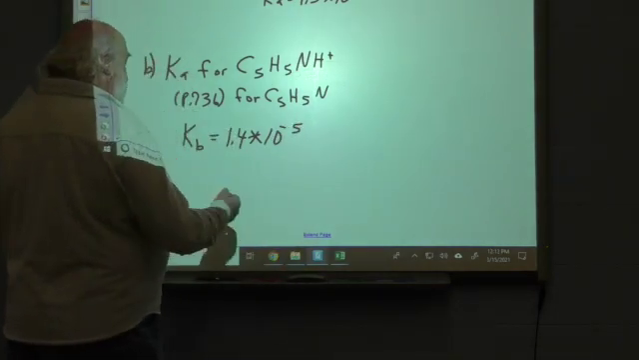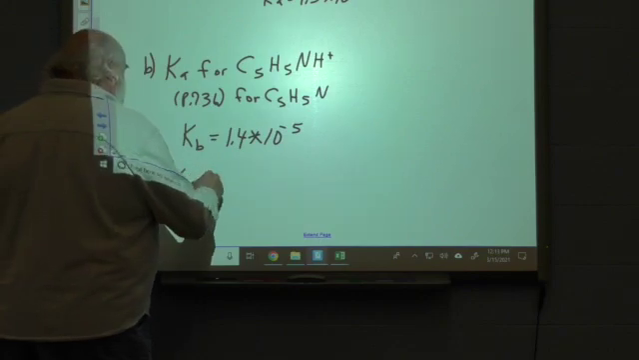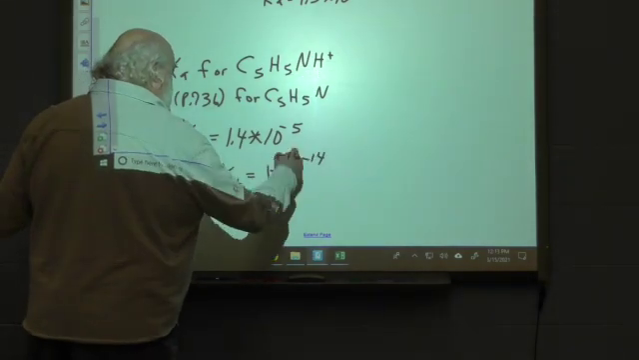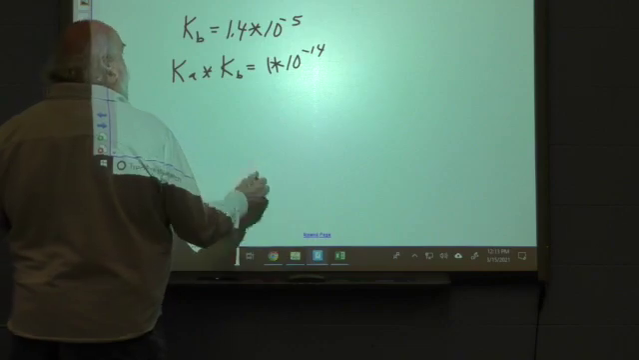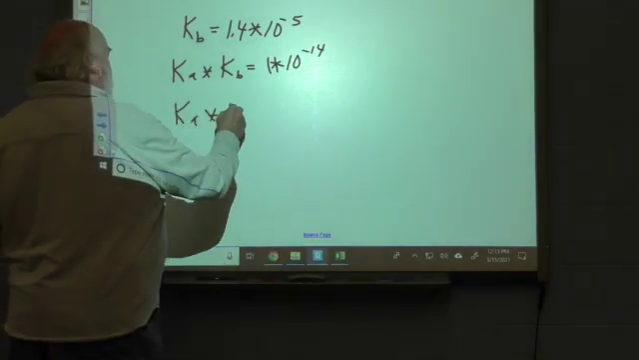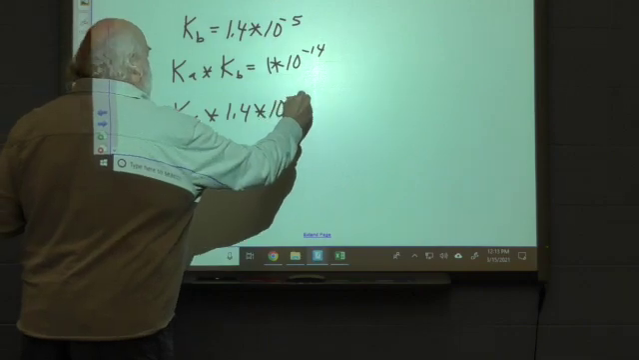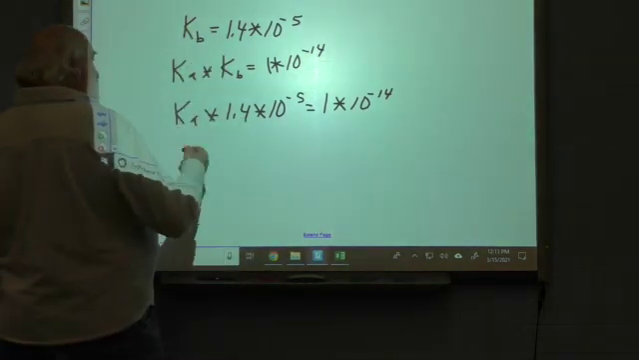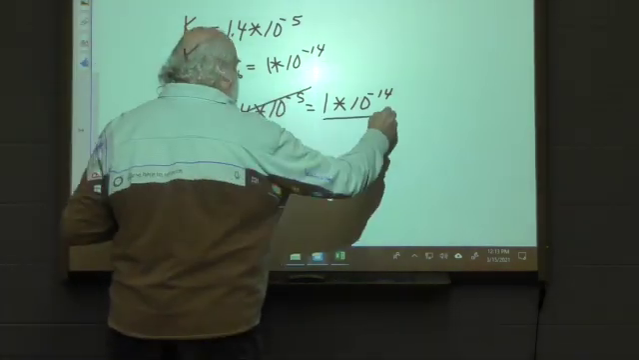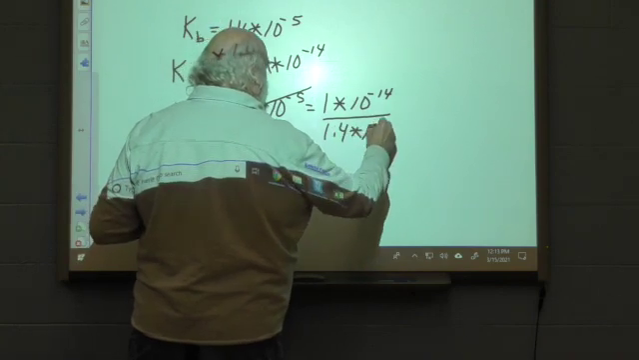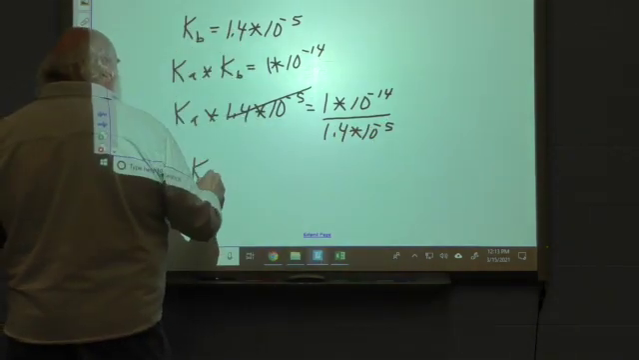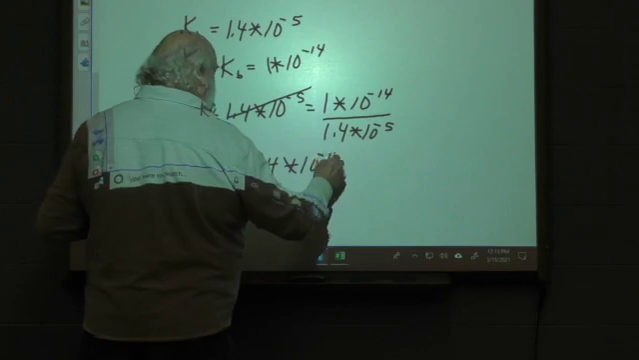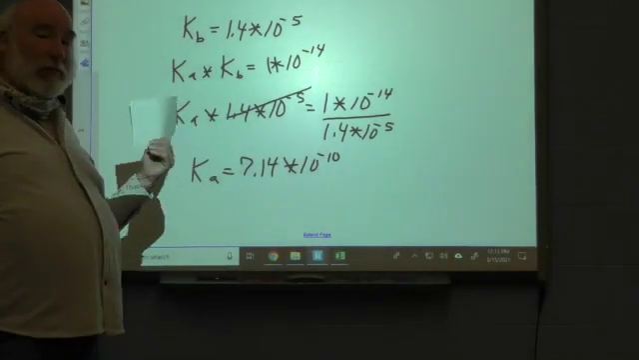So now we find the Ka the same way, because Ka times Kb equals 1 times 10 to the negative 14. Plug in this for Kb right here. So Ka times 1.4 times 10 to the negative 5th equals 1 times 10 to the negative 14. Divide both sides by 1.4 times 10 to the negative 5th. And Ka equals 7.14 times 10 to the negative 10. And there's your answer. It's that simple.